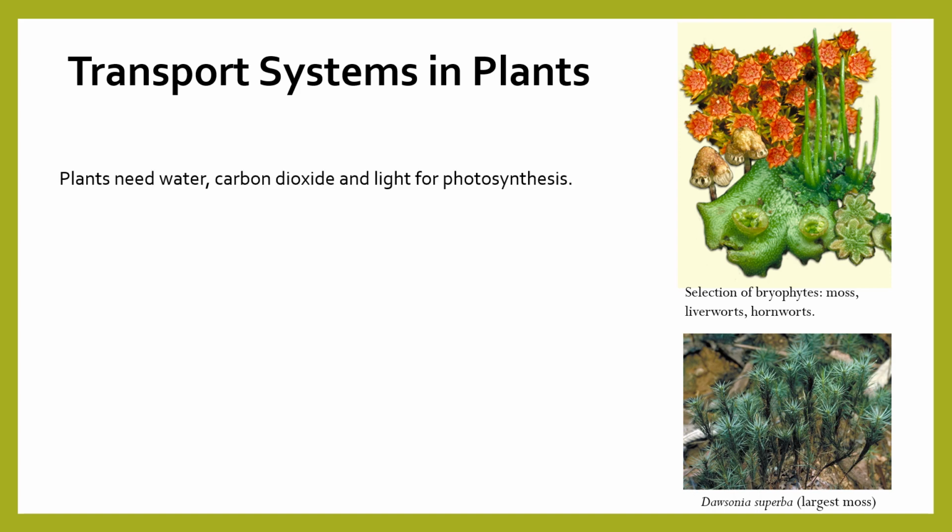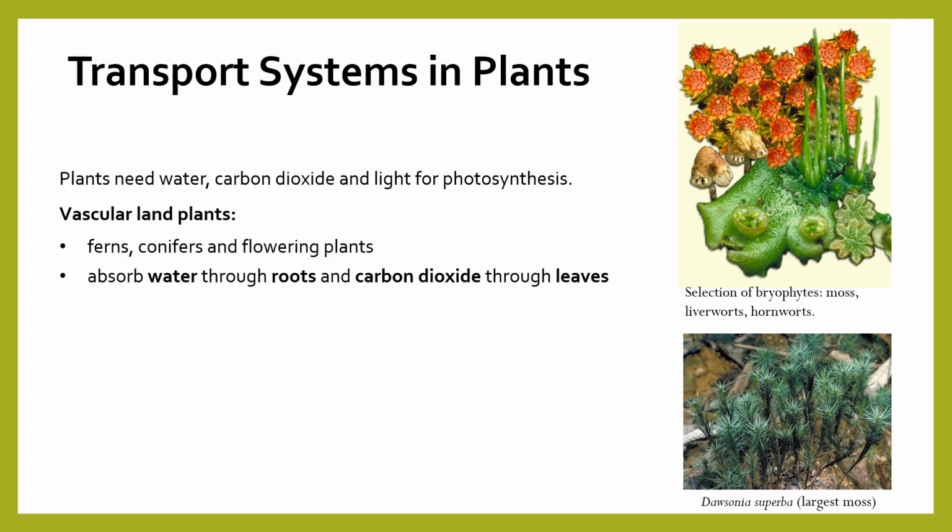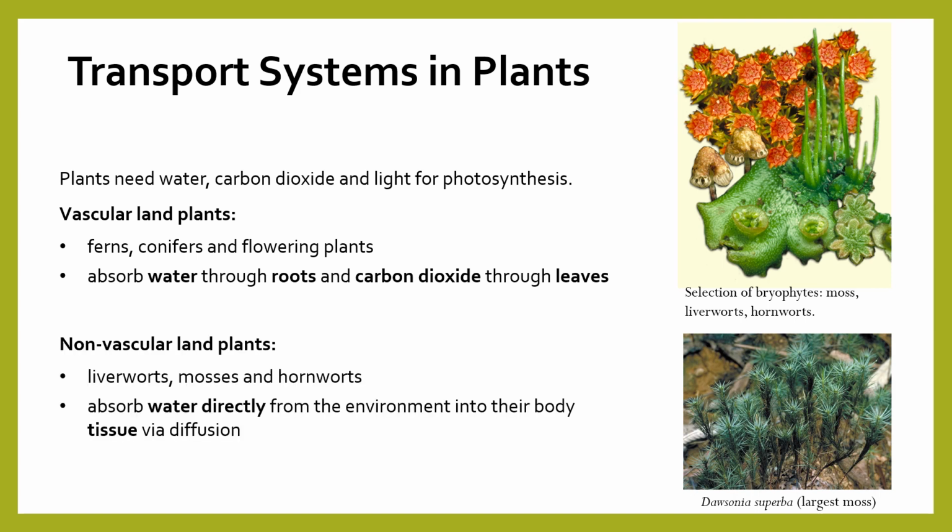So we know that plants need water, carbon dioxide, and light for photosynthesis. And photosynthesis is how they produce their own food and energy in the form of glucose. So we're going to be focusing on vascular plants. Vascular plants are a lot of ferns, conifers, flowering plants, plants that you would see out in our environment usually. They absorb water through the roots and carbon dioxide through the leaves. This is the most common type of plant, the plant that you're most familiar with probably.